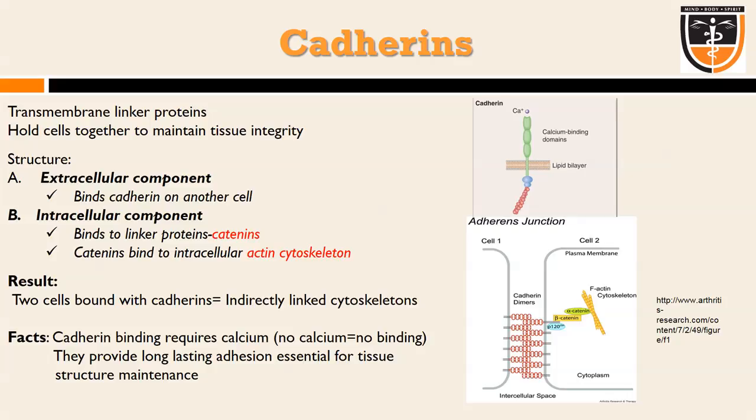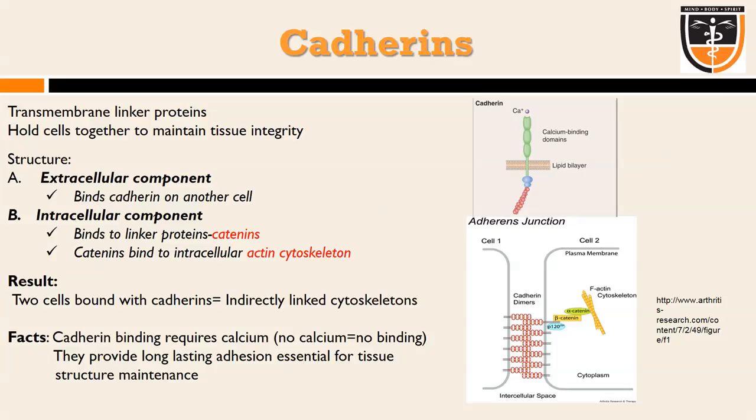So they have the external extracellular component, the green one. They have a transmembrane component, and then they have an intracellular component. Then they will bind to linker proteins, catenins, and catenins will enable them to bind to the actin cytoskeleton inside the cell. So the result is this.